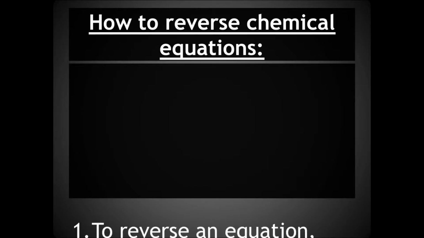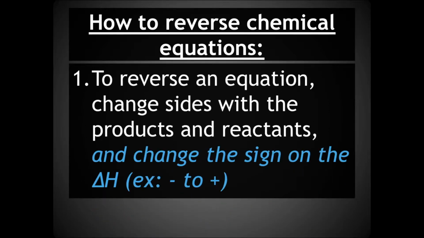So, how to reverse chemical equations. One of the rules to reversing chemical equations is that whatever's on the left side will go on the right, and whatever's on the right side will go on the left. And then the main thing you have to remember, do not forget to change the sign of the delta H, the change in heat, okay? If it's positive, change it to negative. If it's negative, change it to positive.